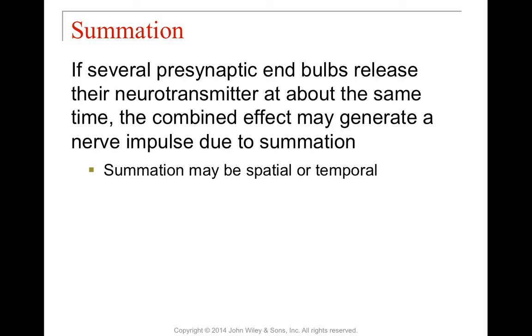So to summarize, if multiple presynaptic end bulbs release neurotransmitters, then it's going to be a combination of their effects. If some are inhibitory and some are excitatory, then whichever one produces the bigger signal at the end is going to be the one that determines the nerve impulse. So it may or may not generate a nerve impulse due to the summation.